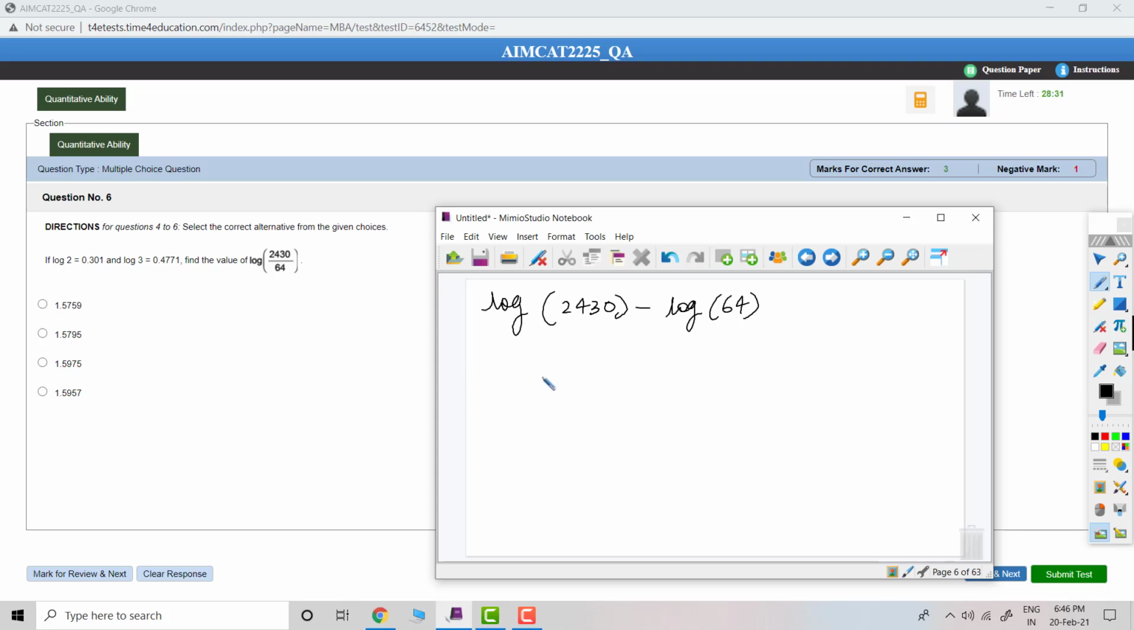Okay, so let's solve this. Before we solve this, let's do the prime factorization. Look here. Log of 2430 divided by 64. Let's do the prime factorization here to simplify this. So 2430, the prime factorization is what? Tell me. 2430, let's divide this by 2. If we divide this by 2, it will be how much? Look here, it will be 1215 divided by 32.